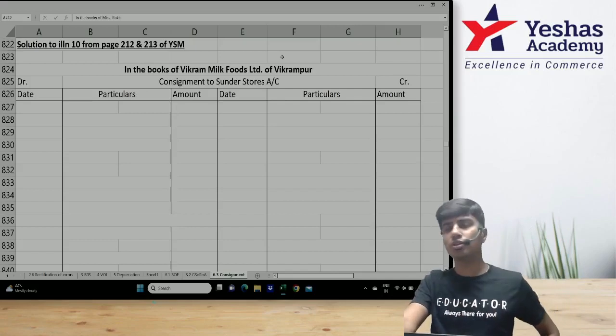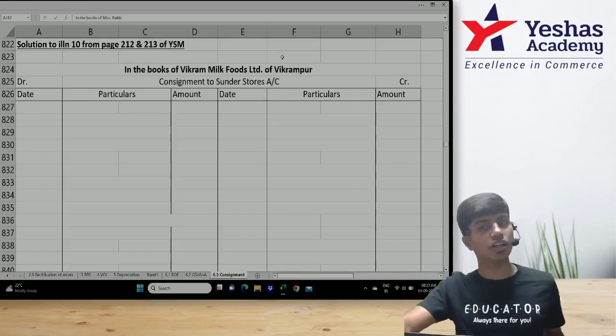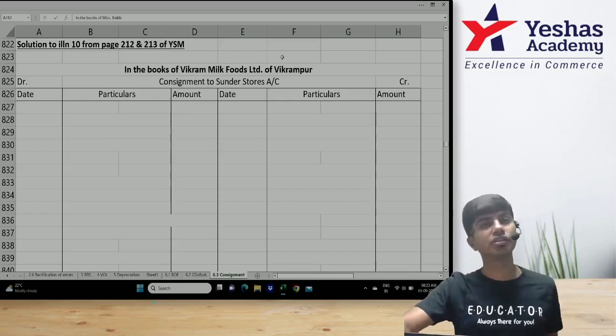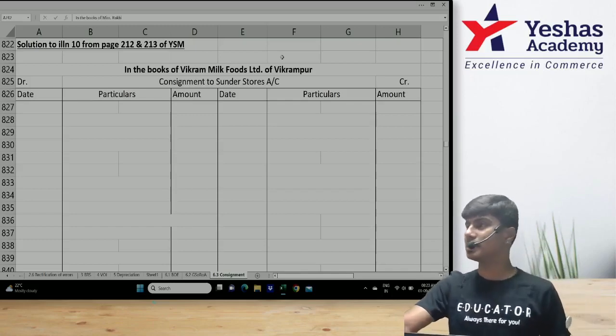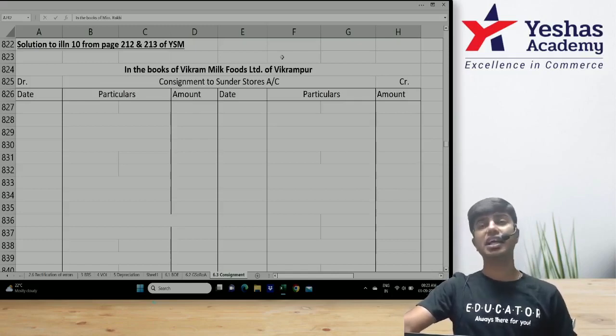Normal loss? Abnormal loss. Depends whether it is insured or not insured. Not insured: P&L to consignment account. Insured? Very good. Sales is made by the consignee. Doesn't matter cash or credit. The entry will be consignee to consignment. Then cash is collected from debtors?